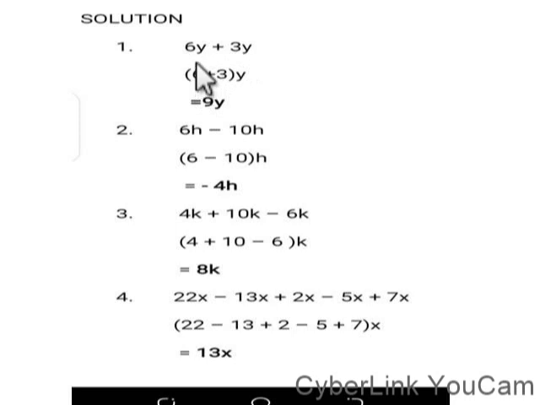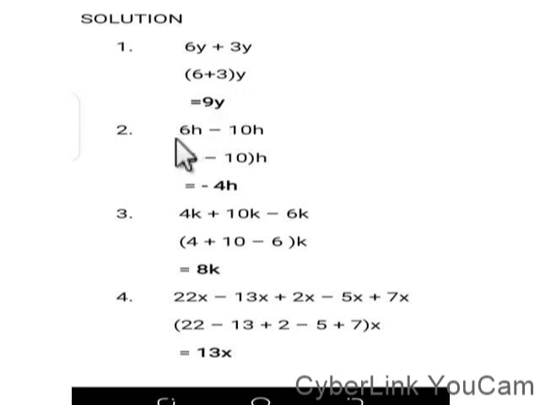But you can equally do it from here by saying 6y plus 3y, which will give us 9y. Or you put it in bracket like I did here. That will be 6 plus 3, which will give us 9, and both of them are having y in common. So 6y plus 3y will give us 9y.